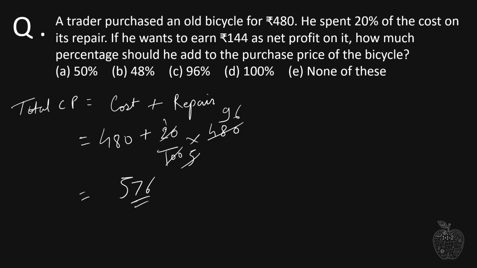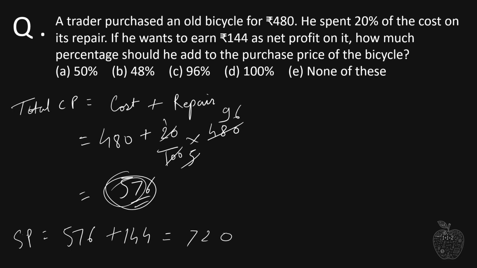Okay, now we need selling price. Okay, so selling price will be cost price plus profit. So cost price is 576 and profit is 144. So we get 720. All right, now it is easy to find profit percent here. Profit percent will be selling price minus cost price.